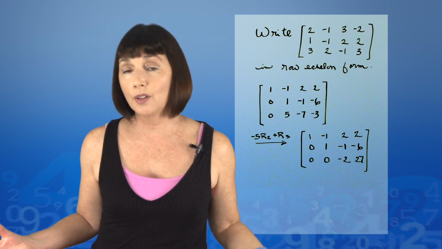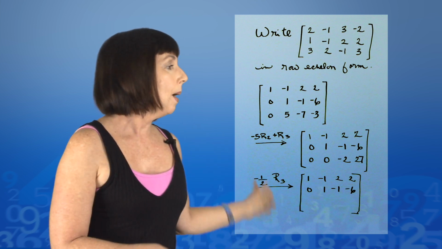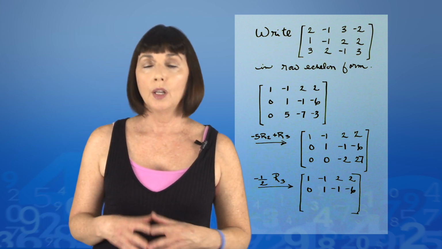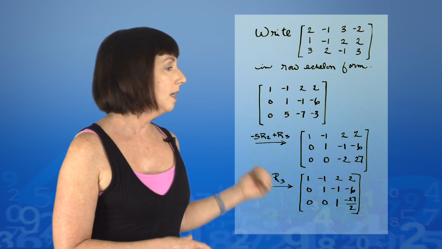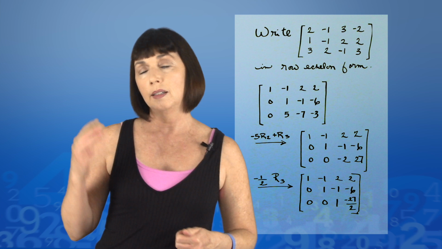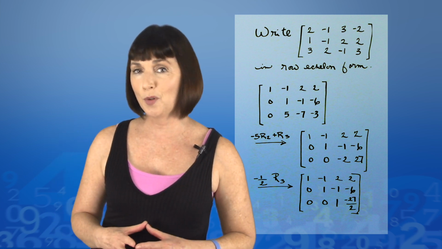All right, now all that we have left to do is to multiply row 3 by -1/2. So our first two rows remain the same, and our third row becomes 0, 0, 1, -27 over 2. And now this matrix is in row echelon form.